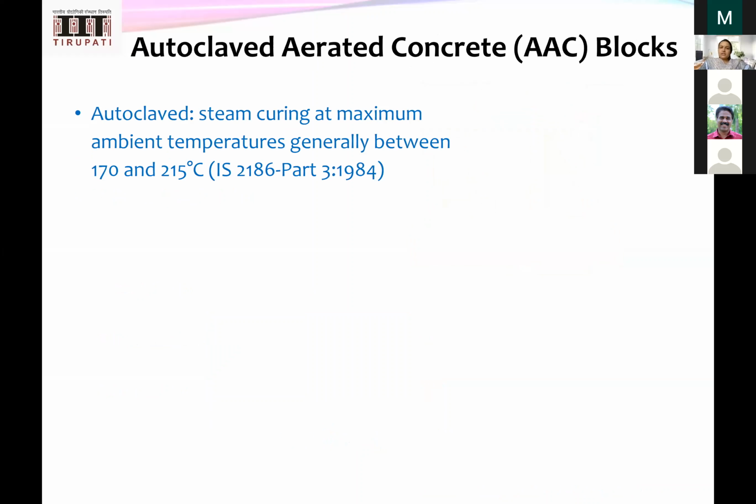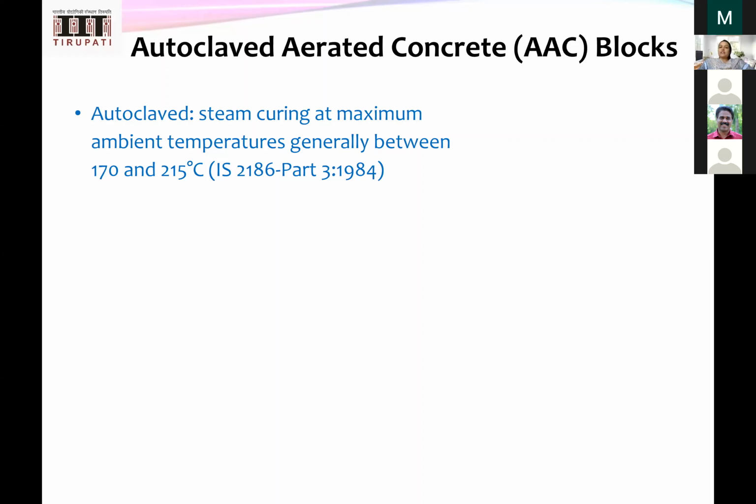Okay. So what does AA represent in AAC block? Autoclaved aerated concrete. Autoclave is normally defined as steam curing at a maximum ambient temperature, generally between 170 to 215 degrees Celsius. This is a definition given by IS 2184. If you refer to IS 2184, they are not really talking about the AAC concrete block we are dealing with, but about what autoclaved blocks are, how we create them, and how the autoclave process is done. There are some justifications they have given. In that viewpoint, a temperature of 170 to 250 has to be achieved to have a kind of steam curing to create autoclaved blocks.